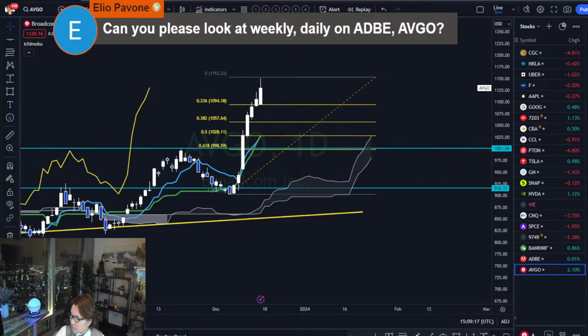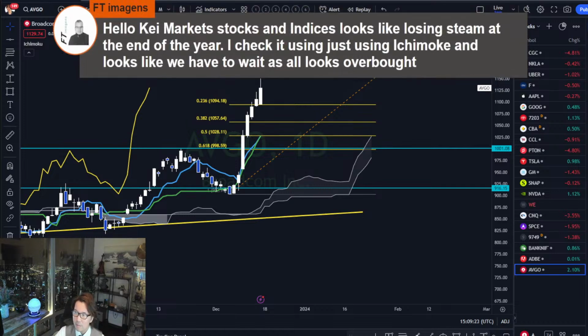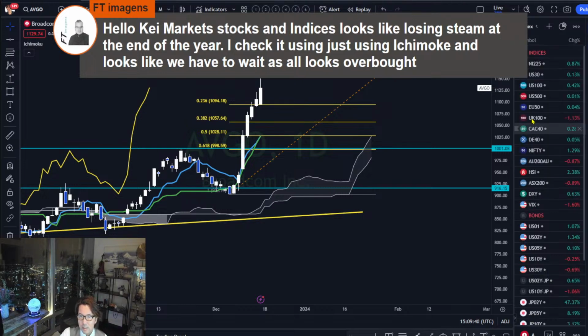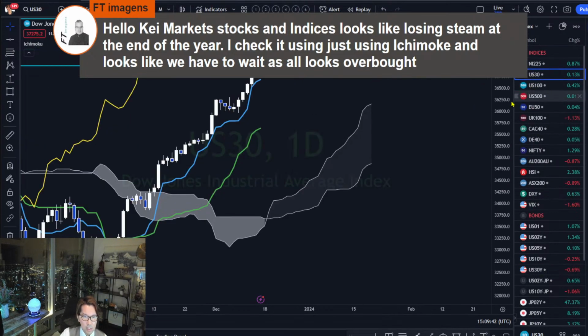Okay, now it's been more than 1 hour, so let me quickly check some other comments. FT Images says, hello Kay, markets, stocks and indices look like losing steam at the end of the year. I checked it using Ichimoku and it looks like we have to wait as it looks overbought. In terms of stock market indices, I think the Kumos are thicker.